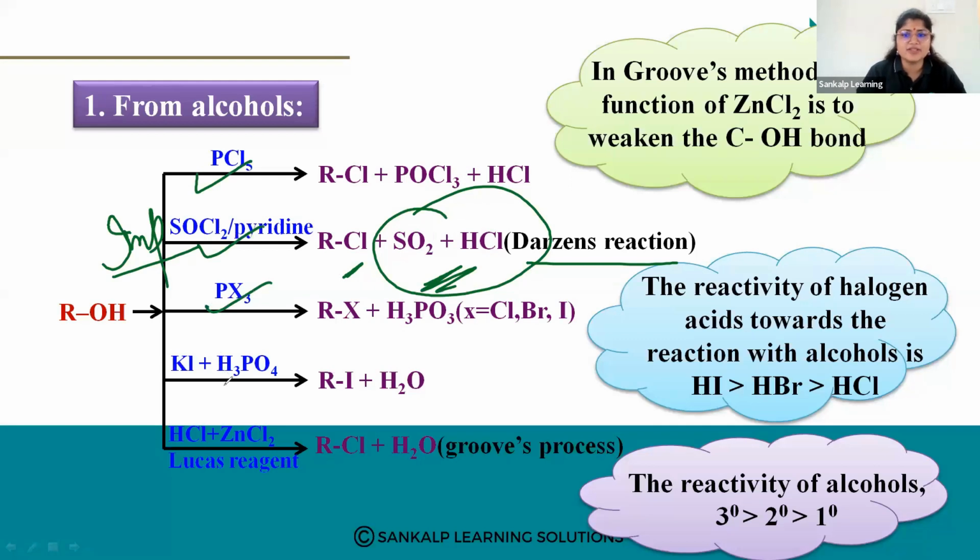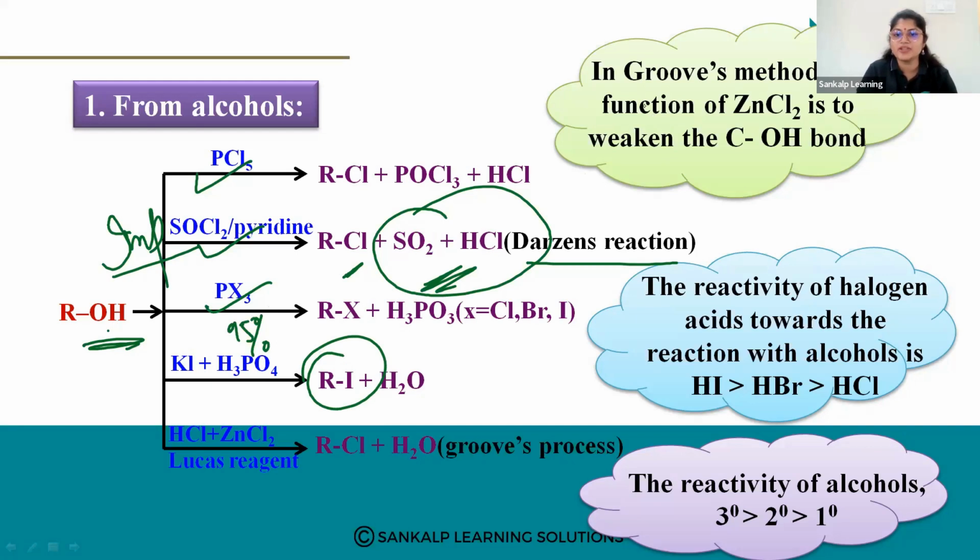We'll go for the next reaction, which is with potassium iodide. If you treat alcohols with potassium iodide plus H3PO4, you obtain iodoalkane. Here 95% orthophosphoric acid is taken, and you react it with potassium iodide.